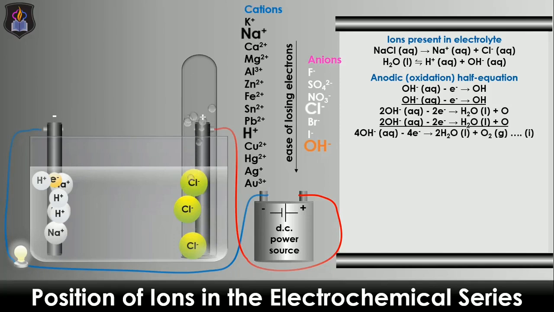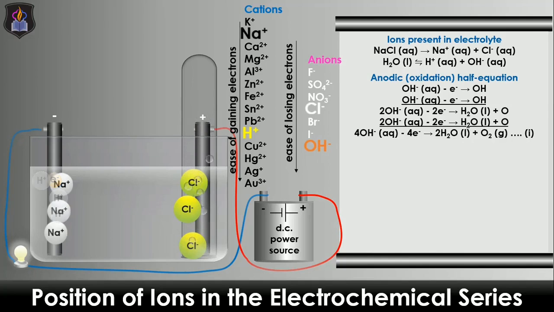At the cathode, the sodium and hydrogen ions compete for discharge. However, the hydrogen ion is always preferentially discharged due to its lower reactivity and position in the electrochemical series. The ease of gaining electrons increases down the series for cations as less energy is required to undergo reduction.